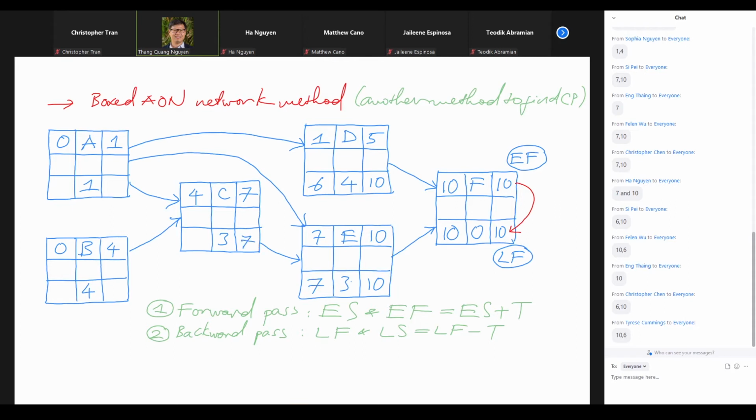So we finish C by the end of the 7th week, so that we can start E right away at the end of the 7th week. Right, we have 7 here, backtrack by 3 weeks, then we have 4. Right, so I hope everybody sees the logic.